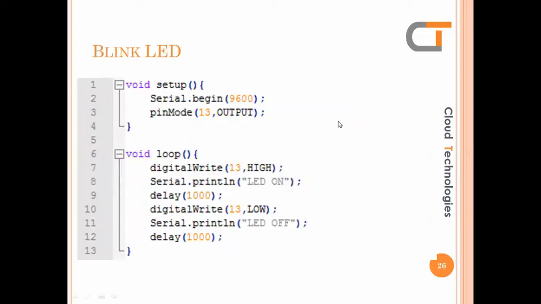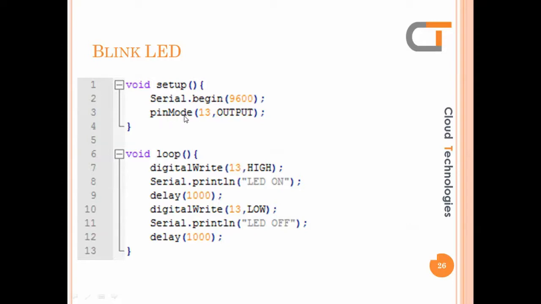And so this is the example for the blink LED. This is the program to blink an LED. So we can see this coding part, void setup. So Serial.begin(9600). See here, Serial.begin is 9600 for the serial communication.